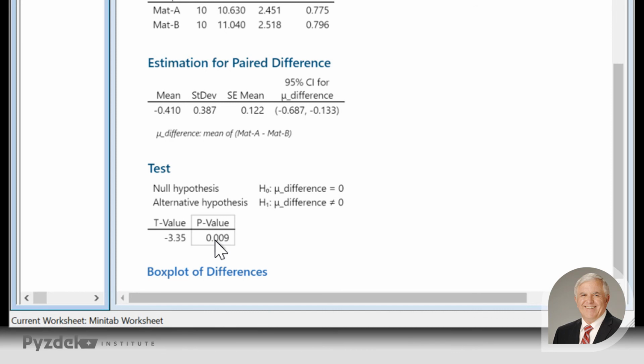Minitab gives us a p-value of 0.009, way less than our critical value of 0.05. So again, we conclude there is a difference between the two materials for the property that we measured.